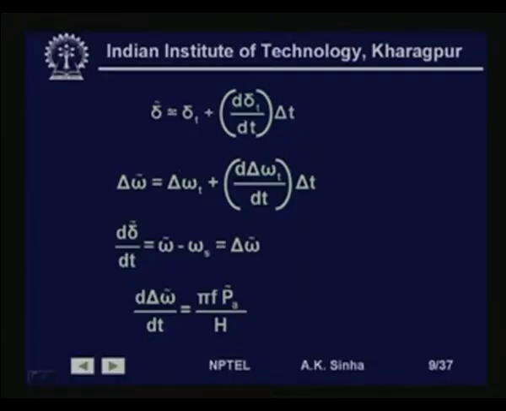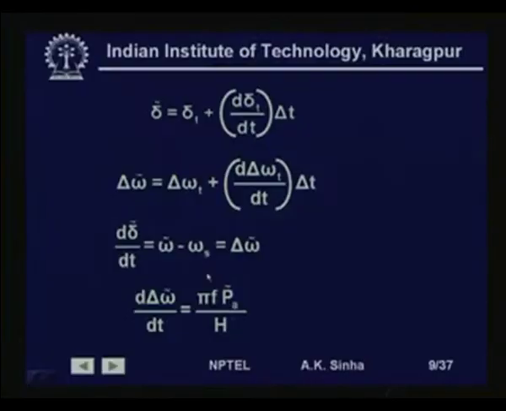So, we have got the values at the beginning of the interval like this, and we have got the values at the end of the interval for this, and we can find out the derivatives, that is the slopes at this point. So, d delta hat by dt is equal to omega hat minus omega s, that is delta omega hat, and d delta omega hat by dt is equal to pi f by H into P a hat, that is P a computed at the end of the interval using the Euler's method.